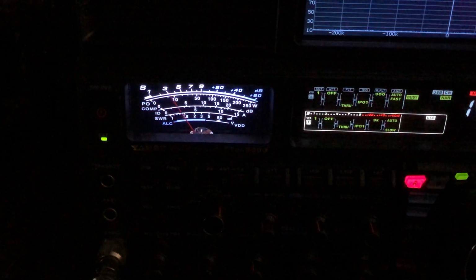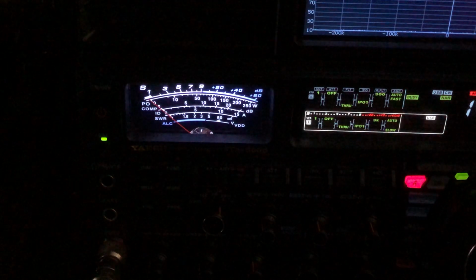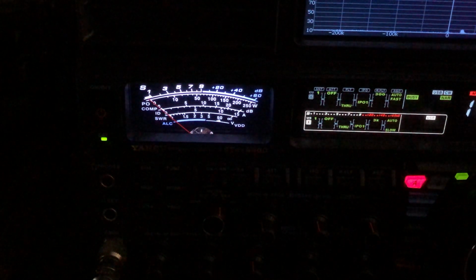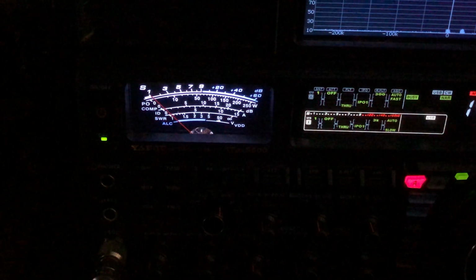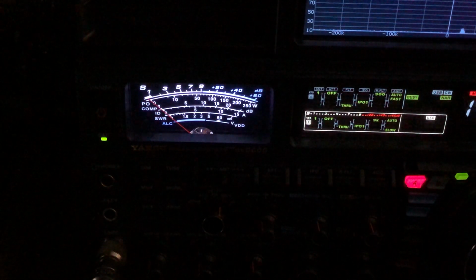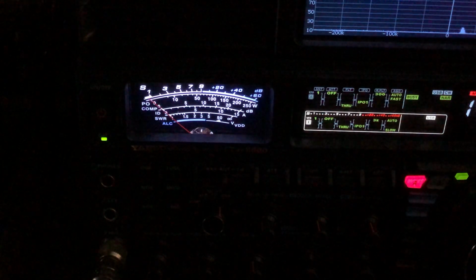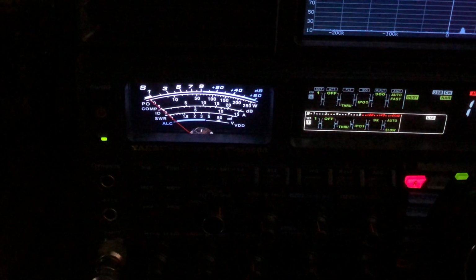So for example, let's say 100 feet of coax has a 3 dB loss. You just lost half your power. But let's say you've got a 100 watt radio. Well, let's take this FTDX 5000. It can do 200 watts. But let's say I've got it turned down to 100 watts.